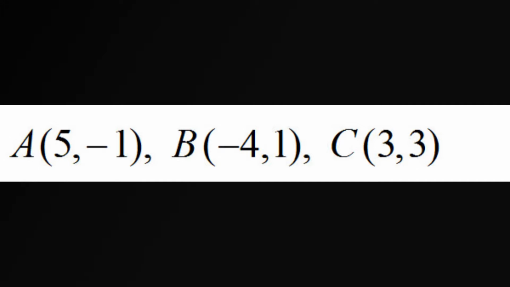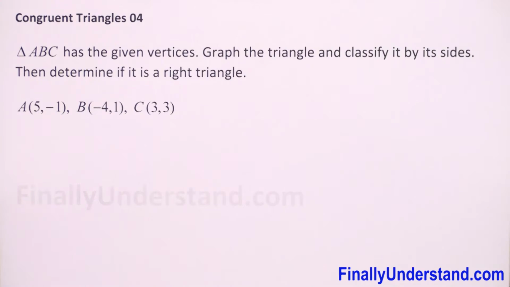Triangle ABC has given vertices. Graph the triangle and classify it by its sides. Then determine if it's a right triangle. So first we have to draw the graph of our triangle.